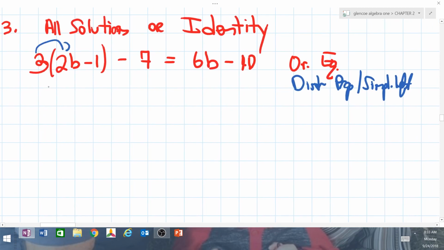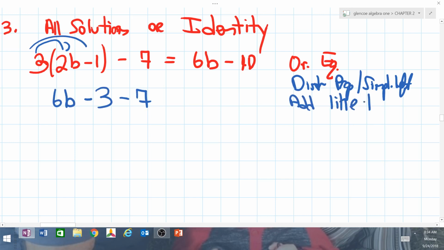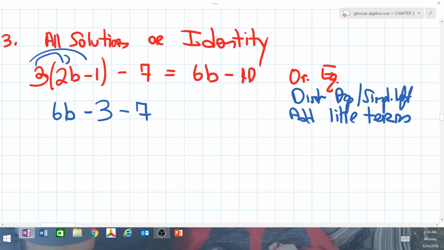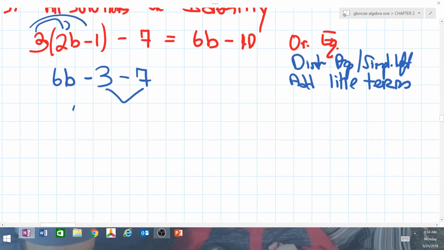So here we go. 3 times 2b is what, class? 6b minus 3 times 1 is 3 minus 7. So now we want to add like terms. What's minus 3 minus 7? What does that become? 6b minus 10 equals 6b minus 10.